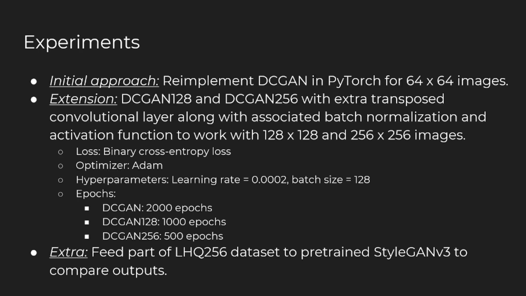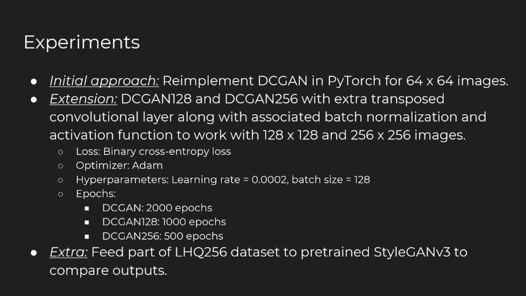For our experiments, we initially re-implemented DCGAN in PyTorch to work for 64 by 64 landscape images. Then we extended it to build two extra architectures, DCGAN 128 and DCGAN 256, with an extra convolutional layer along with batch norm and activation functions to work with 128 by 128 and 256 by 256 images. We will use binary cross entropy loss and Adam optimizers, similar to the original implementation.